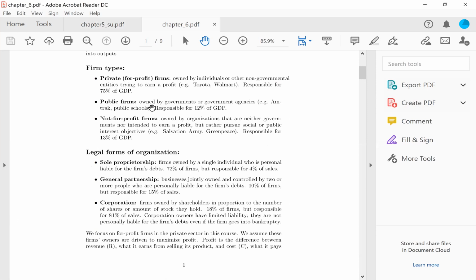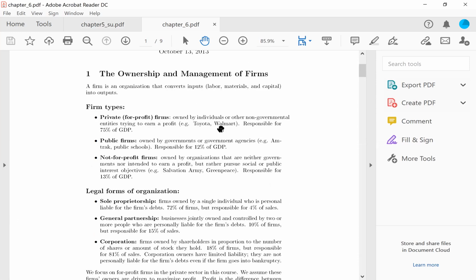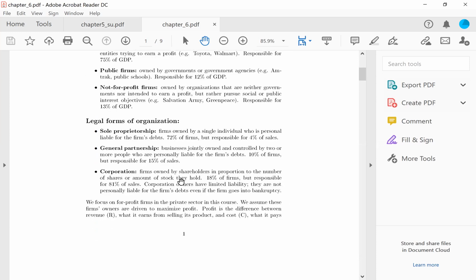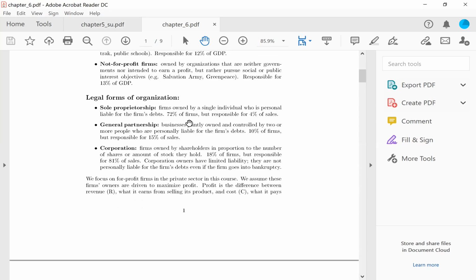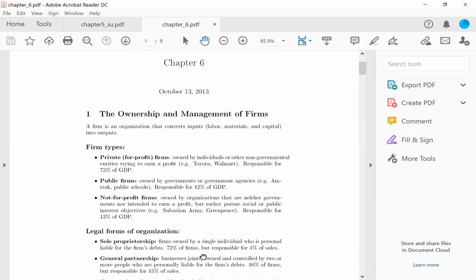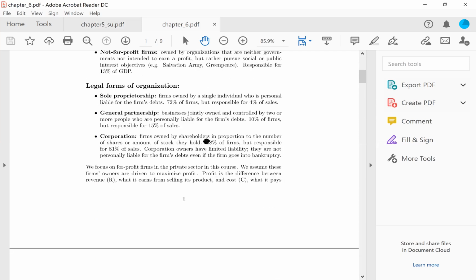So now you can see chapter 6, right? So this part. Görebiliyorsunuz değil mi? Yes, sir. So for chapter 6, you are not responsible for the first part. This ownership and the management of firms, you are not responsible for that.